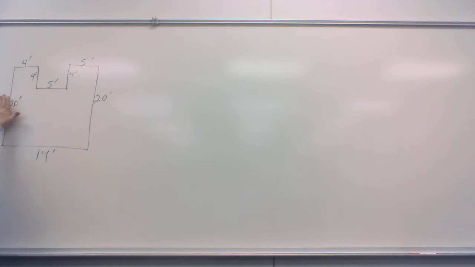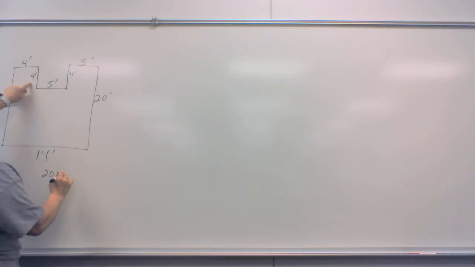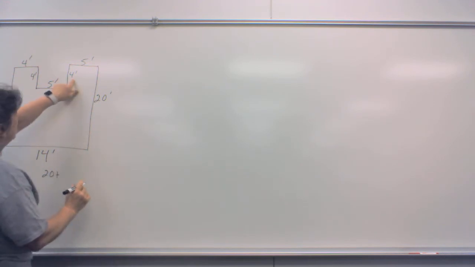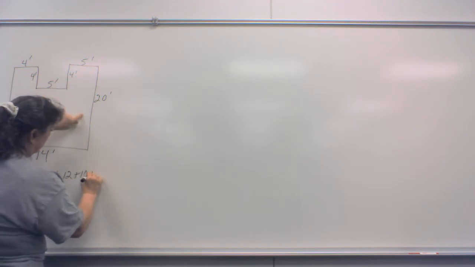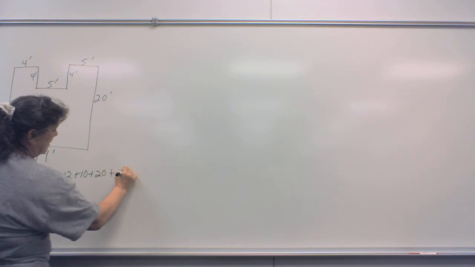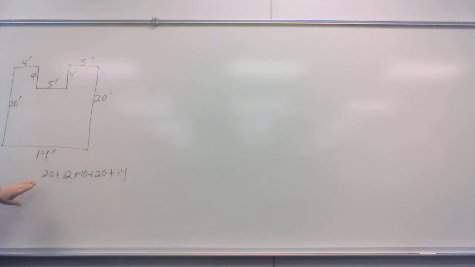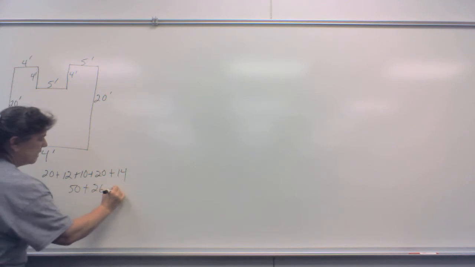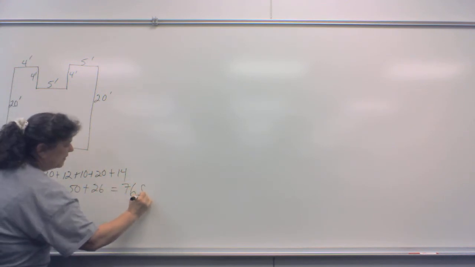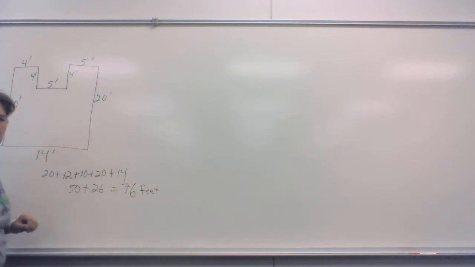Now that we've got all of those numbers figured out, we now will be able to find the perimeter of this shape. So if we start here, we've got 20 plus 4, 8, and that one over there is 12. 5 and 5 is 10, and another 20 and a 14. So therefore we got it all. 20 and 20 is 40, 50. So I have 50, 12 and 14 is 26. So this one is 76 feet is the distance around this shape.